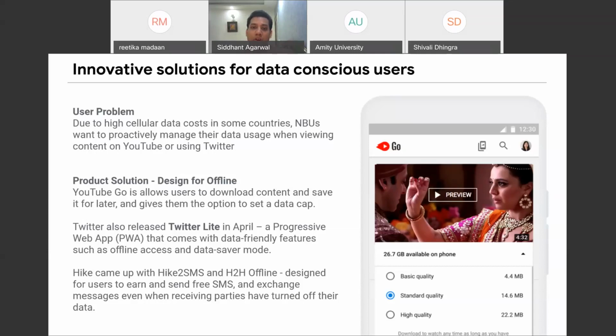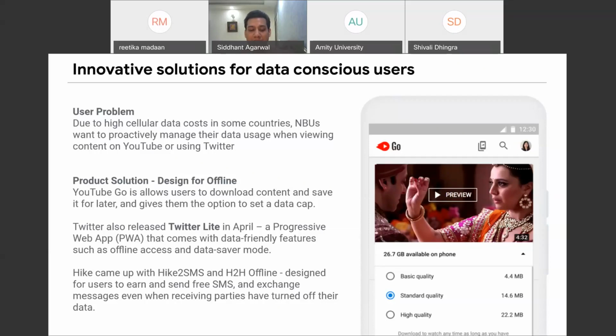In this application, like YouTube, you have seen this offline feature. You can download content and save it for later. You also have an option to set a data cap, like basic quality, standard quality, or high quality. Twitter also released Twitter Lite in April. It's a progressive web app that comes with data-friendly features. You can have offline access, and you can have a data saver mode.